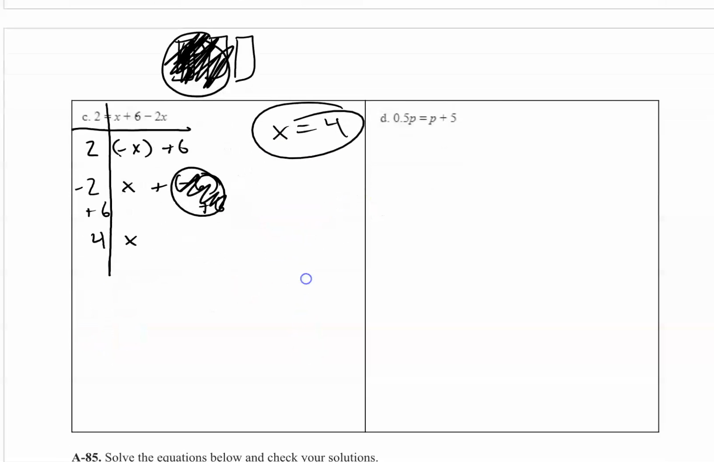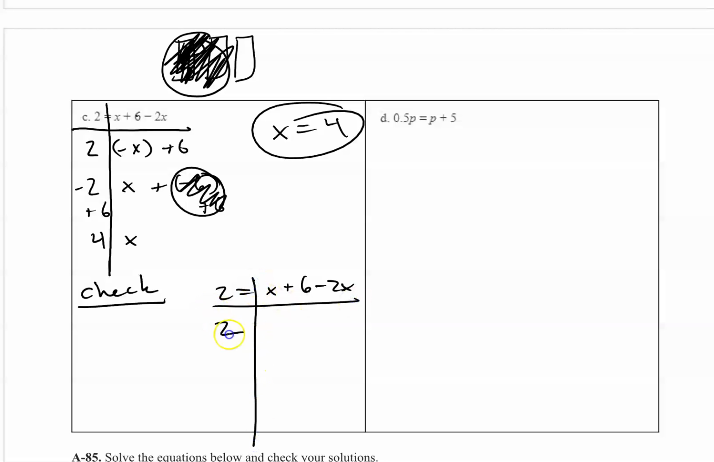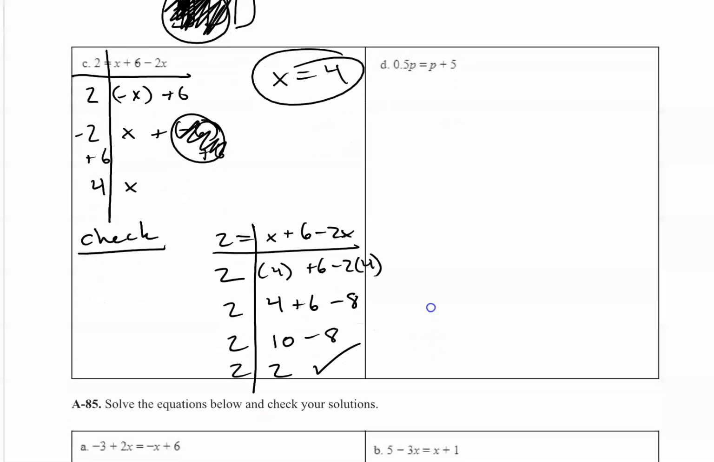Let's check our answer. We've got 2 equals 4 plus 6 minus 2 times 4. Now, 4 plus 6, that's going to be 10. But wait, let's do the multiplication first, right? PEMDAS. So 4 plus 6 minus 8. 4 plus 6 is 10. And we're going to subtract 8 from that. And that's 2. And that's true. So x equals 4 is the solution. There's only one solution. So it's not a solution, it is the solution.